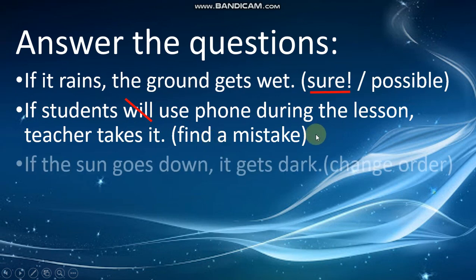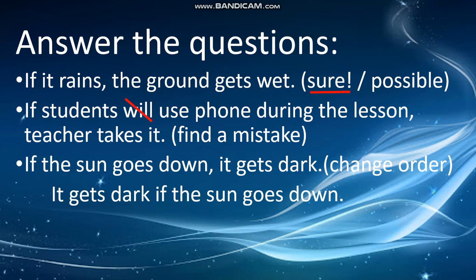And the last question. If the sun goes down, it gets dark. Please change the word order. And the answer is, it gets dark if the sun goes down, yes. But pay attention, if you write the if clause at the end of the sentence, don't write a comma.